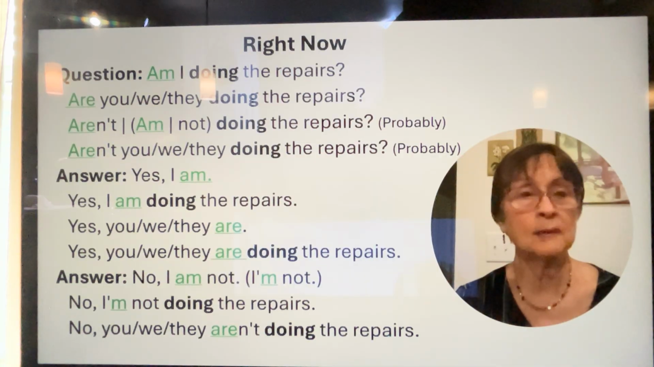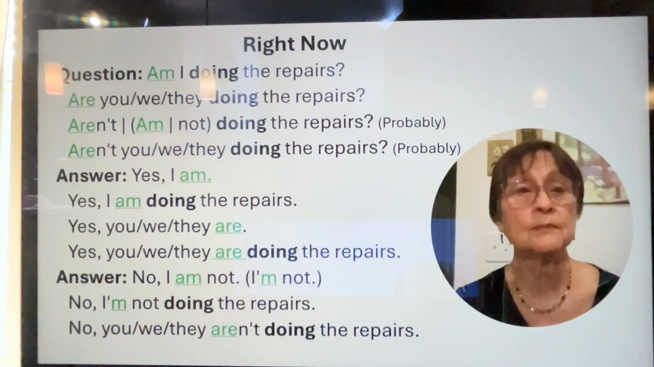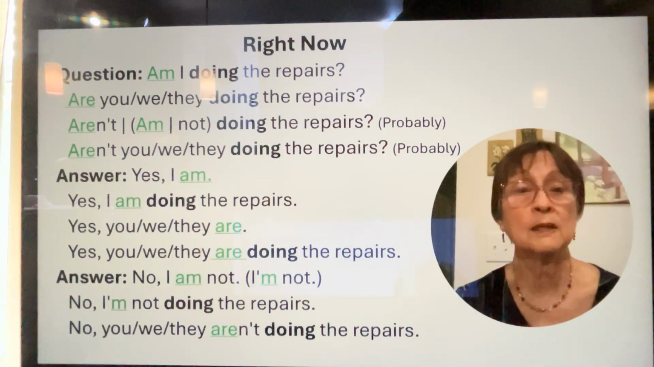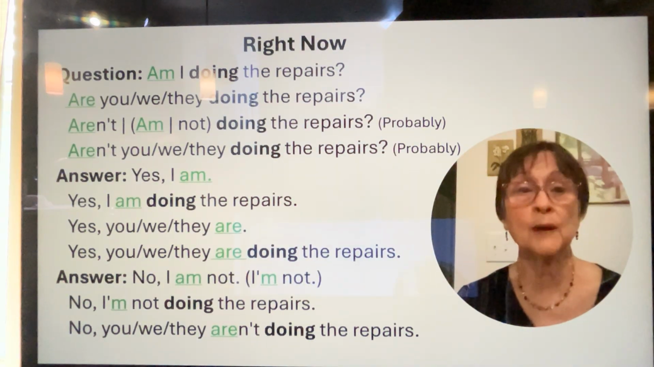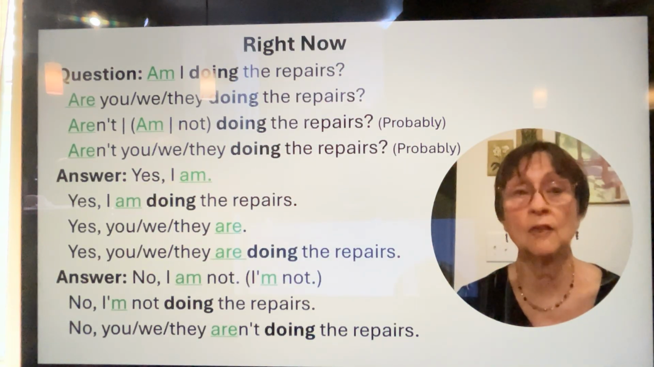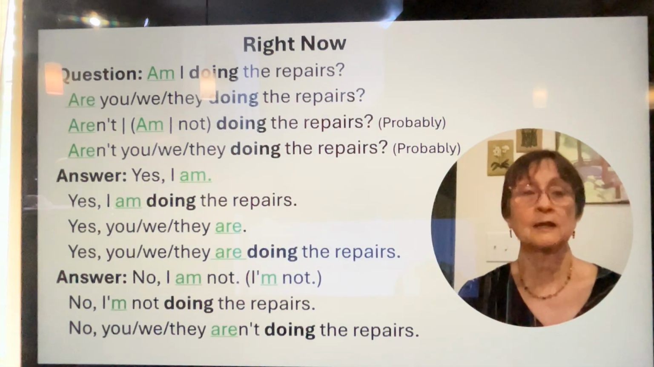And I can ask that same question starting with aren't if I think the answer is yes. Now, aren't is technically not correct. It should be am I not. However, we don't have a contraction for am I not. So we've gotten into the habit of borrowing from the you, we, they form and say aren't I. It's not really correct, but it's common. Aren't I doing the repairs? Probably yes. Aren't you, or we, or they doing the repairs? Probably yes. Answer, yes, I am.